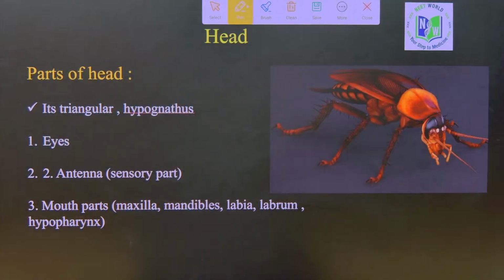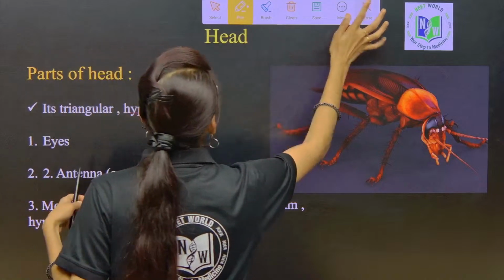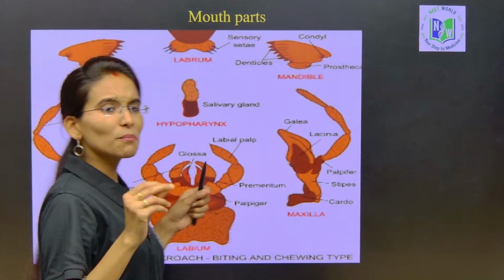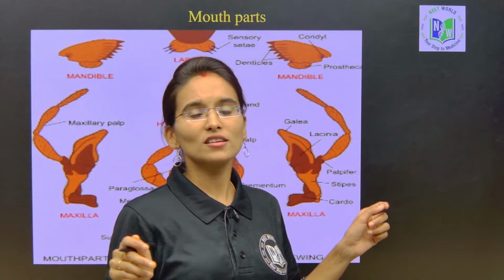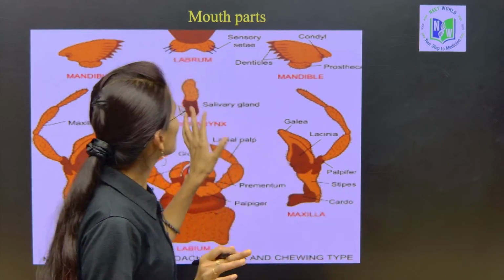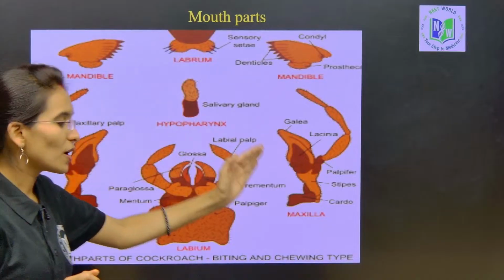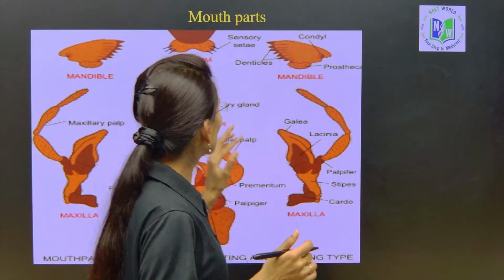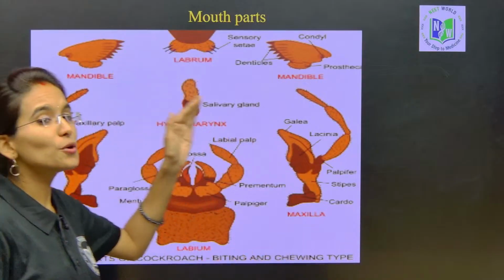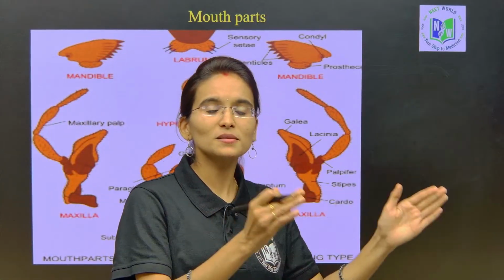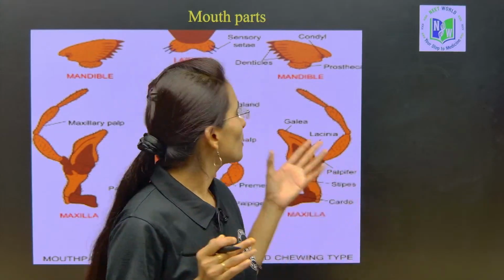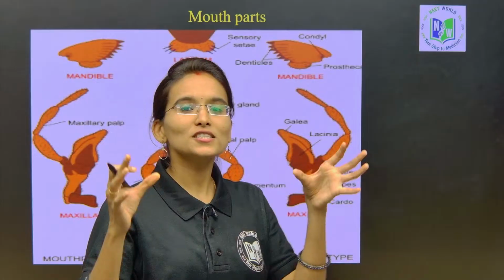Once again I am making it clear to all of you, my dear students, you should be perfect and learn each and every concept from this chapter. This is all about the mouth parts of the cockroach, which are biting and chewing type. We have understood about the two pairs of maxillary palps, the first and second maxillary palps. The major function of these maxillary palps is to taste the food.